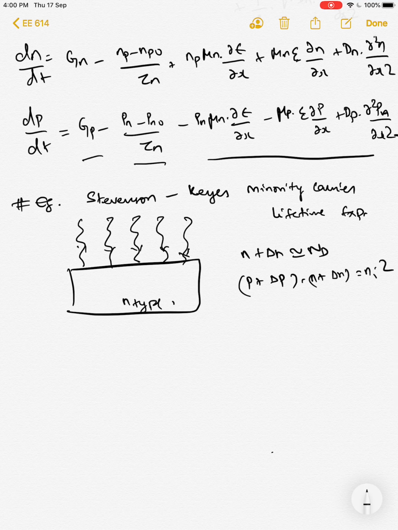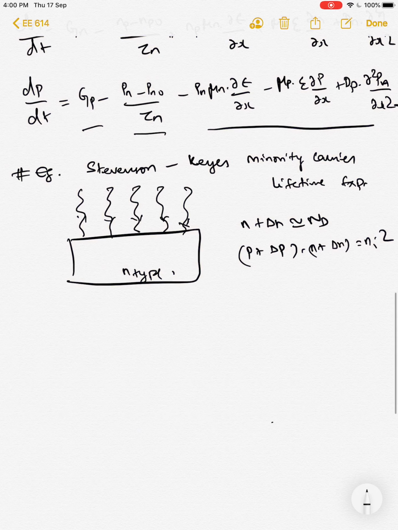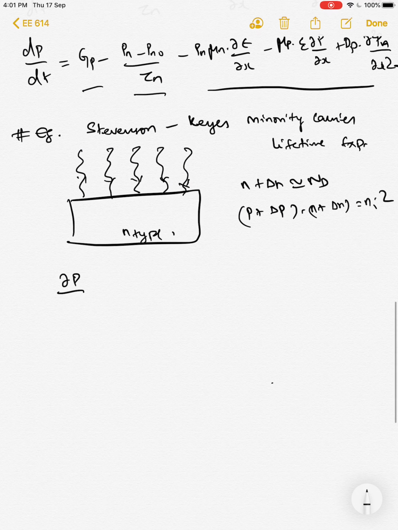We are talking about the minority carrier, so mostly we are worried only about the p-type, right? So we know that ∂p/∂t is some generation G_p minus the recombination of holes in the n-type region, p_n minus p_n0 over tau_p, right?